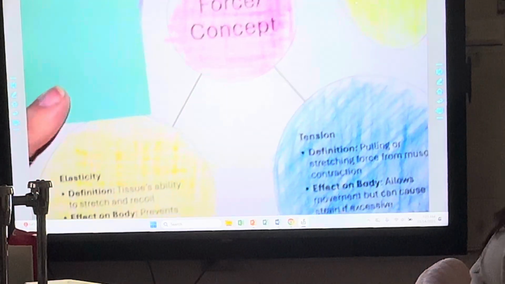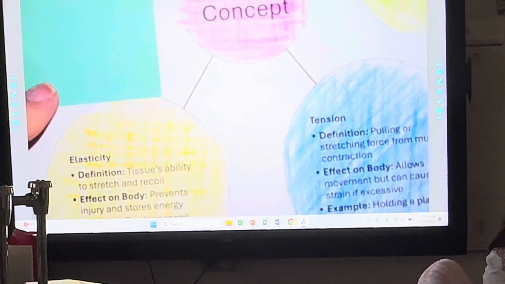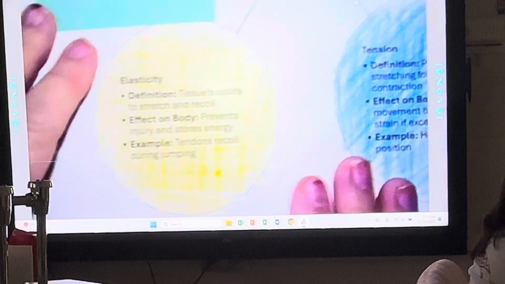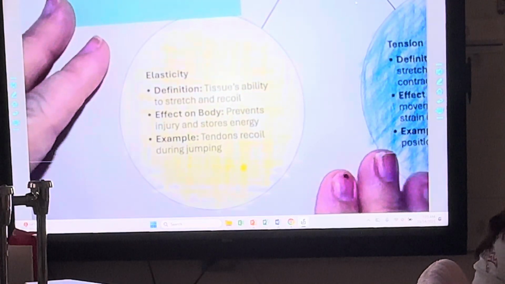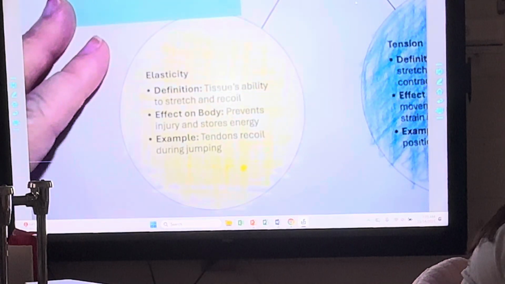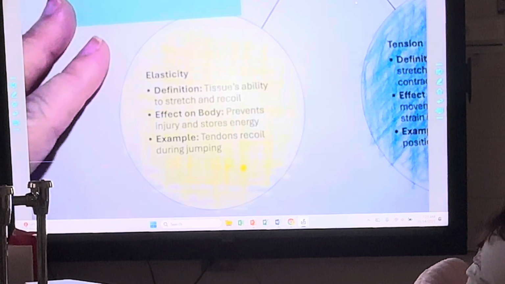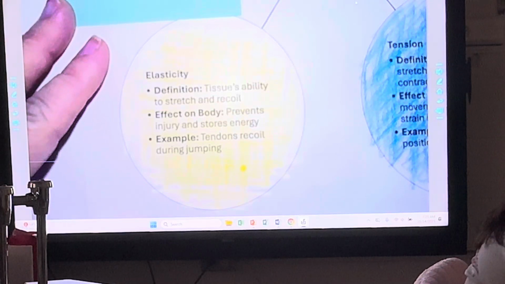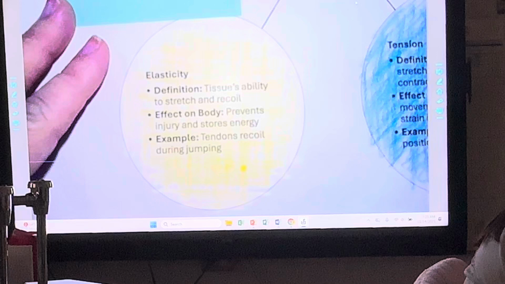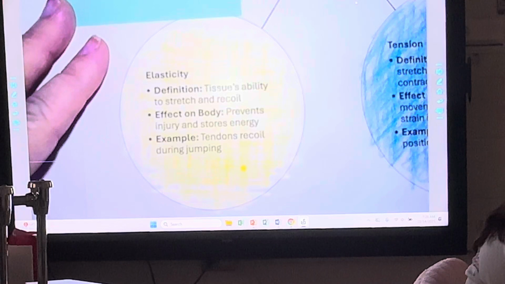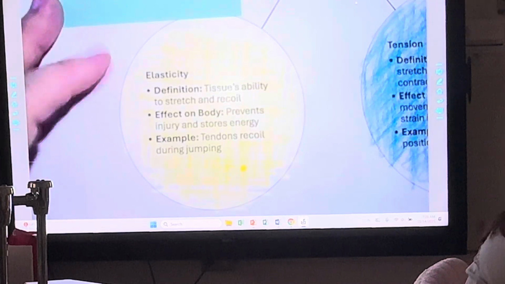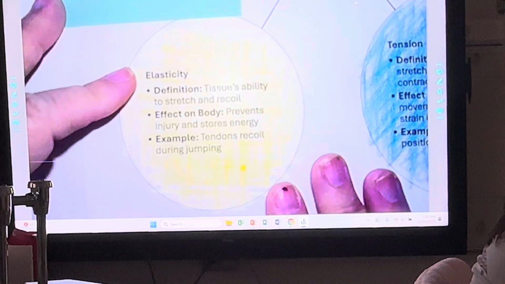Okay, now we're moving over here to elasticity, which if you remember, that's also one of the characteristics that we talked about. And so this is that ability to stretch and recoil or return to its normal shape. This prevents injury and helps store energy because we want to be able to stretch and release over and over. So our tendons will recoil during jumping. They'll go back to that normal position.